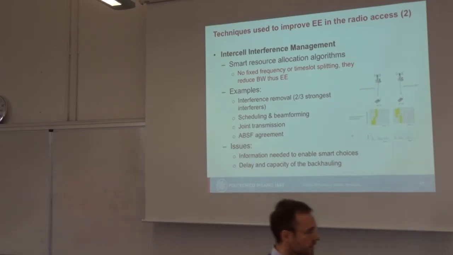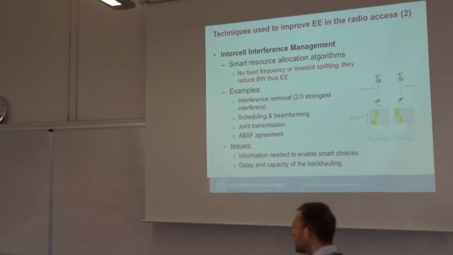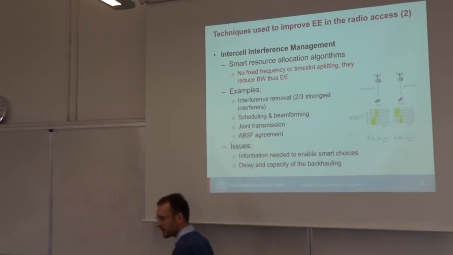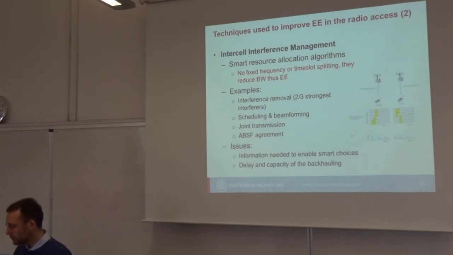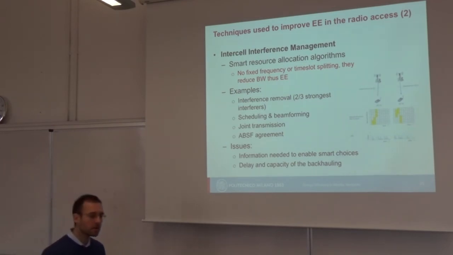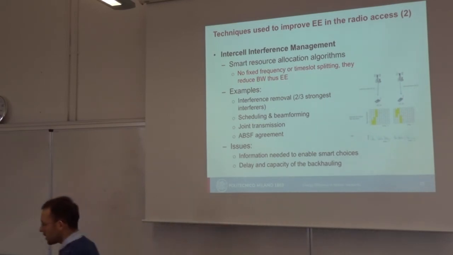Still in the improving radio access part, I have this. It's the alternative for you, which is inter-cell interference management. Here the point is, since we know that interference plays a big role in defining the data rate we can achieve, why don't we be smart in limiting the interference?